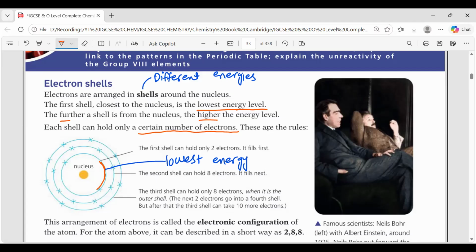For example, this is the first shell. The first shell has the capacity of holding only 2 electrons. So it will only hold 2 electrons.